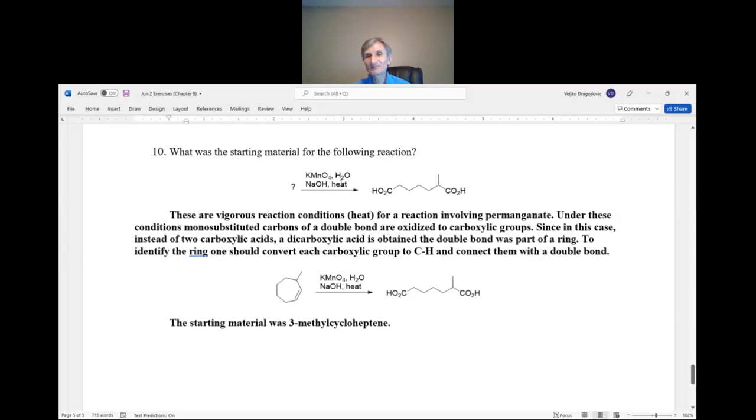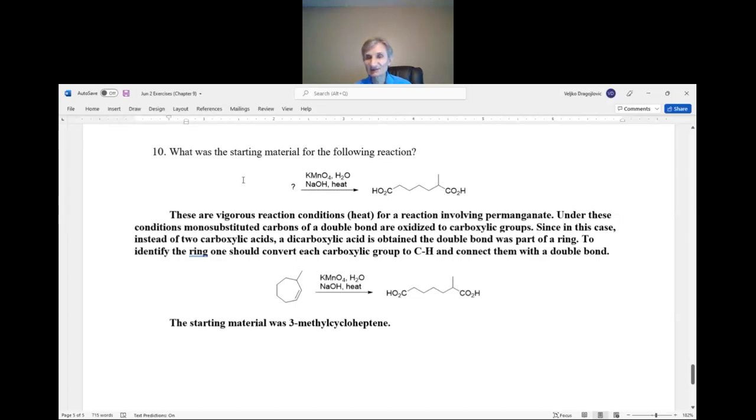Sometimes we write 5 degrees Celsius because 0 is the ice bath outside the flask. In the flask, the temperature is frequently a little bit higher, and if you measure it, it would be like 3 degrees, 5 degrees, something like that. Because the reaction is a little bit exothermic, and then you can never really get that 0. So in any case, this is heat. This is not an ice bath. With heat, that means that we are cleaving the double bond, and products with permanganate are always carboxylic acids.